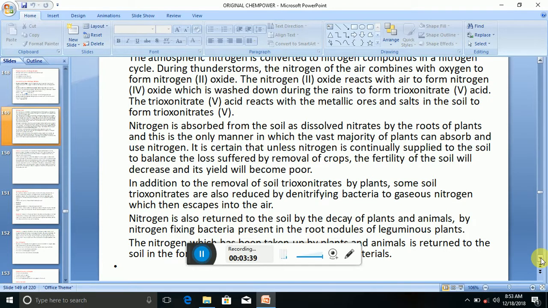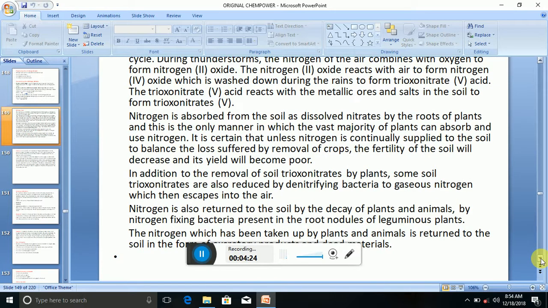Now, nitrogen is also returned to the soil by the decay of plants and animals. You see, another way the soil gets nitrogen, apart from the one that comes through acid rain and thunderstorms, is through the decay of plants and animals, because these plants have already taken the nitrogen through their roots, so they are composed of nitrogen. So when they die and decay, the nitrogen in their body goes back to the soil. This decay can be aided by nitrogen fixing bacteria which are present in the root nodules of leguminous plants.